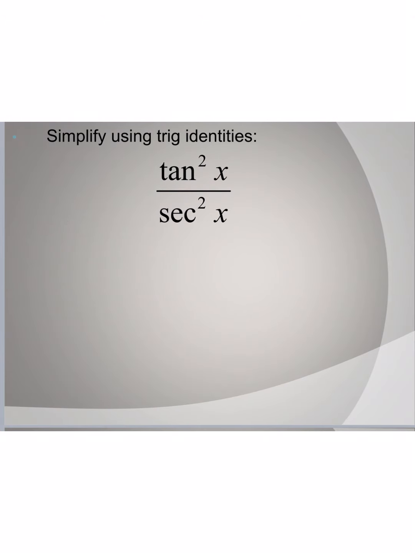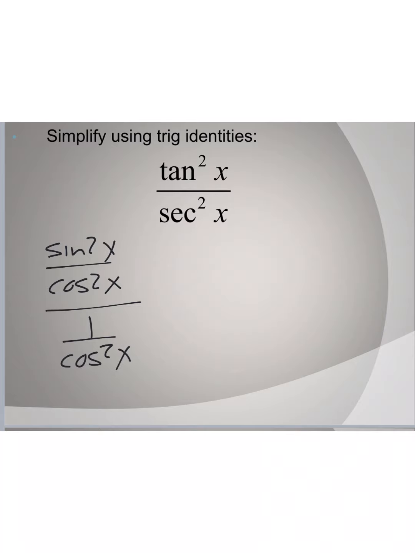Looking at our next example, we do have some squared terms, so we might have to use our Pythagorean identities. But I'm going to start off by using my quotient identity and also a reciprocal identity. So I'm going to rewrite the tangent using my quotient identity as sine squared over cosine squared. And then I'm going to rewrite secant as 1 over cosine squared. All right, I'm going to go ahead and multiply by my reciprocal. So instead of dividing by 1 over cosine, I'm going to multiply by cosine squared over 1. And then I can cross cancel my cosines, which means that I am left with just a sine squared term as my final answer.